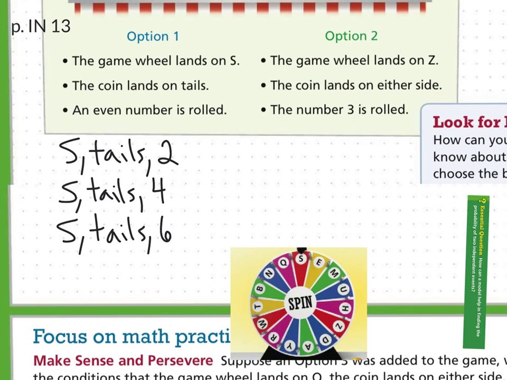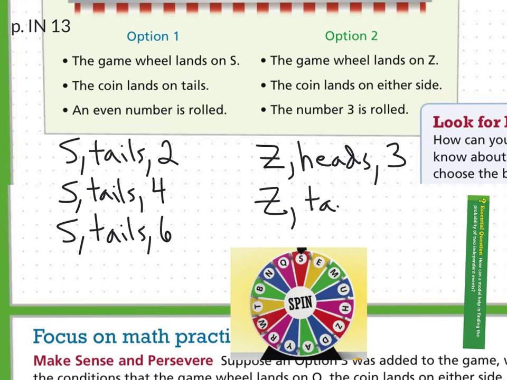If we look at option 2, first of all, the game wheel has to land on a Z. The coin can land on either side, so one option would be the coin could land on heads. And then we have to roll the number 3. So Z, heads, 3 would be one way of winning. Another option would be Z, tails, and 3. And those are the only 2 ways that we could win.